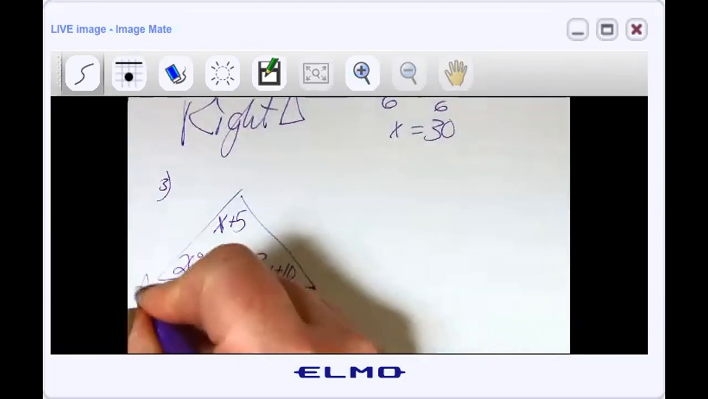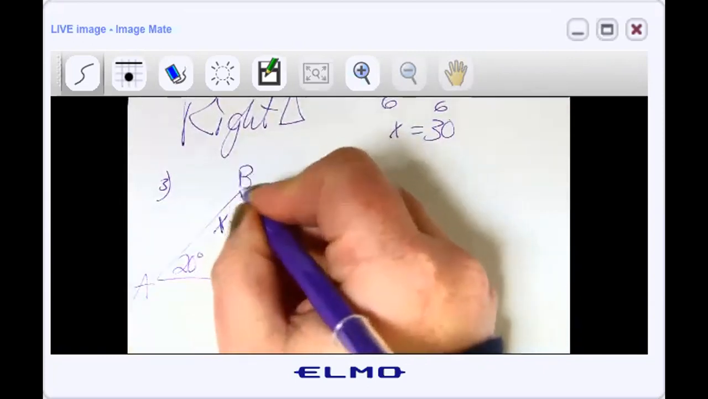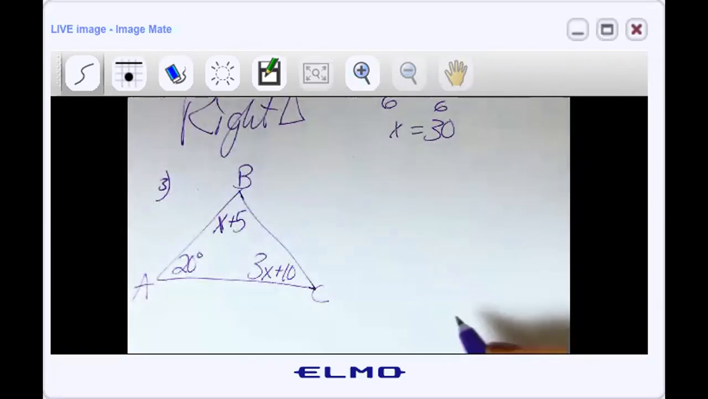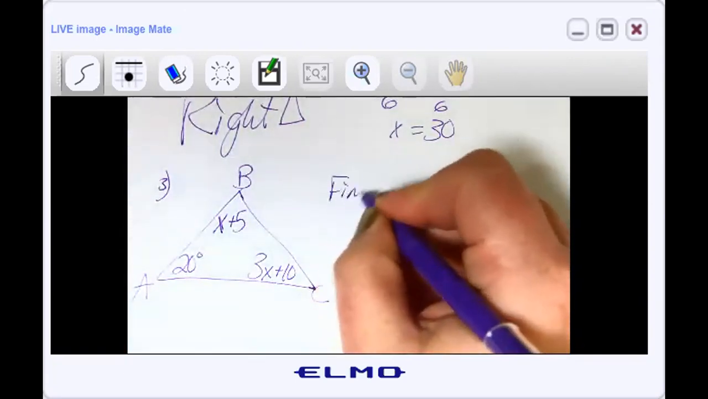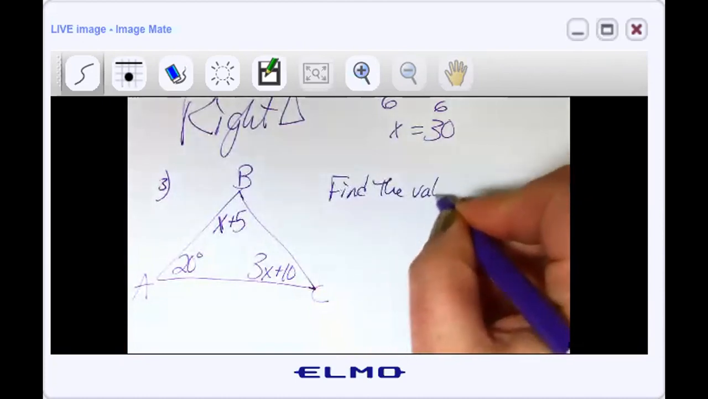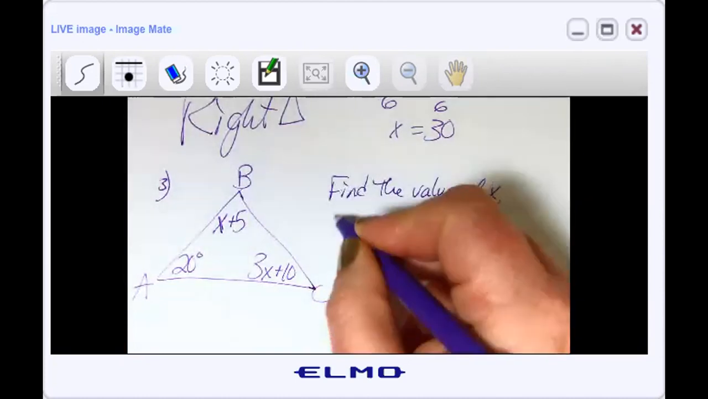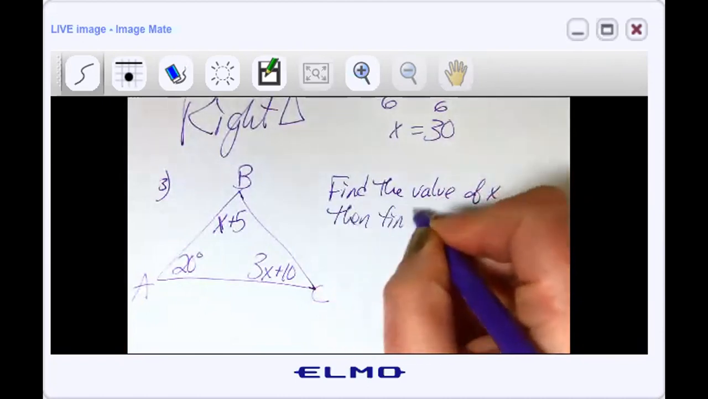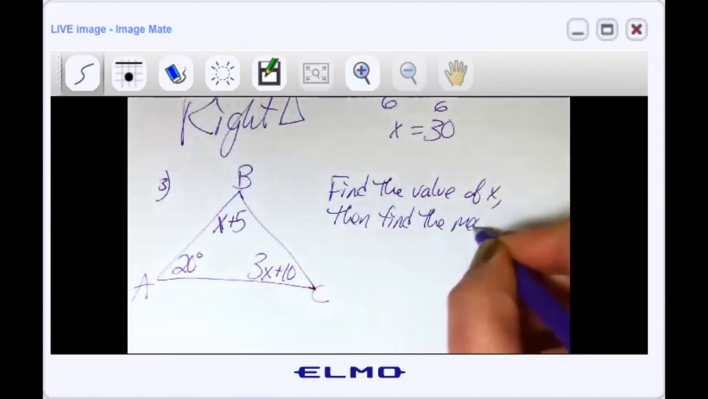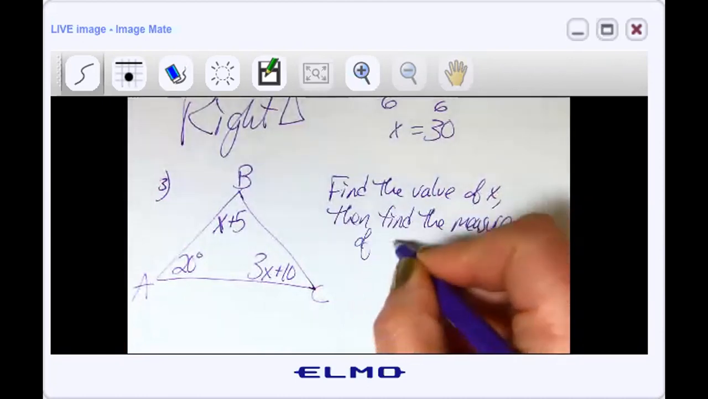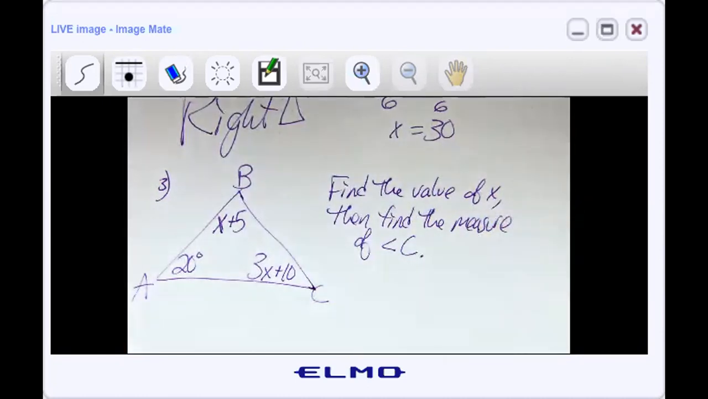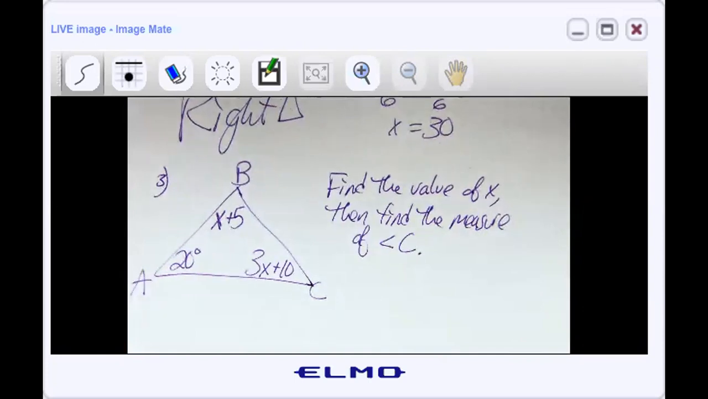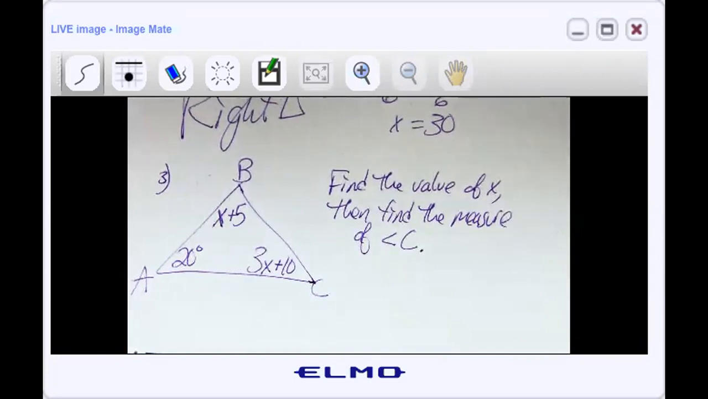And let's just say if I label these vertices, so I have triangle ABC. Here's your instructions this time. Find the value of X, then find the measure of angle C. So I want to know what angle C ends up being in degrees when you're done. I have no idea if this one ends up working out nicely or not. I don't think it does.